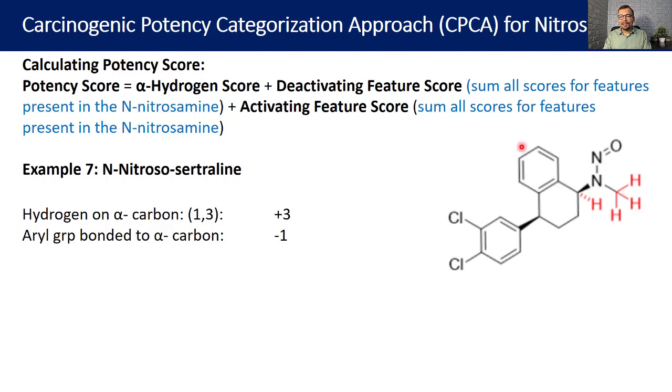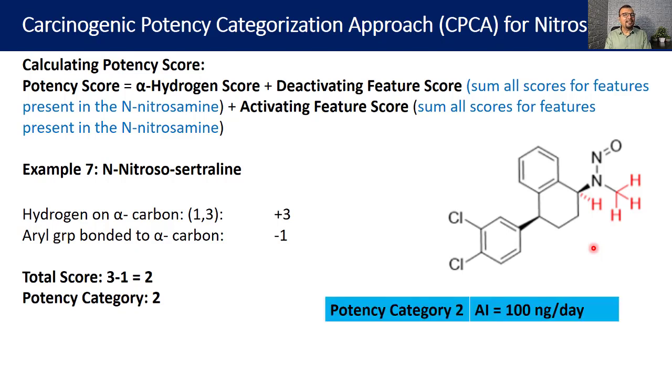This is the aryl compound, a benzene ring connected to this particular alpha carbon. The total score is 3 minus 1, which is 2. So this comes under potency category 2 and the recommended acceptable intake is 100 nanograms per day.